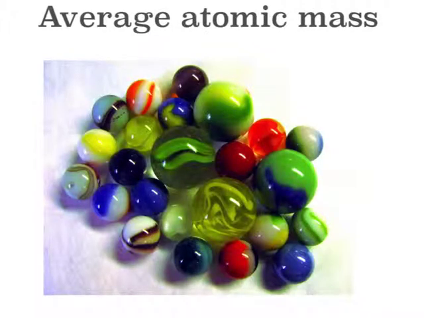In order to understand that, you have to understand what a weighted average is, and also what an isotope is. Let's start with the term isotope. Isotopes are atoms that have the same number of protons, but different numbers of neutrons. Isotopes, therefore, have different mass numbers.